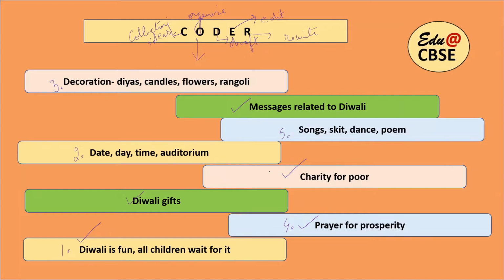After that, you can talk about the charity, if the school arranged a charity for the poor, then the messages, what message the principal and the teachers gave for the students, and in the end, Diwali is all about gifts. So these are the points now, and we have put all these points in order. Now we need to write them. So you write all these points in the form of a paragraph. Once you've written it, we come to the next stage, that is editing.